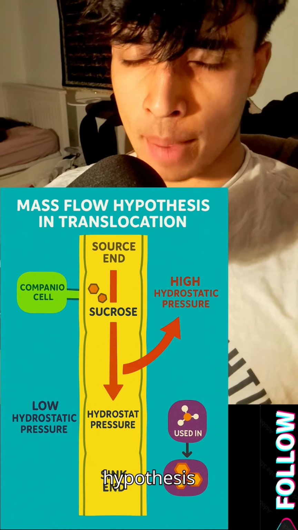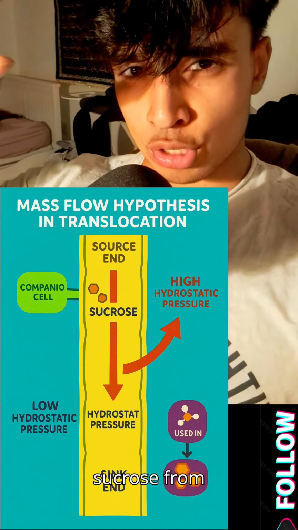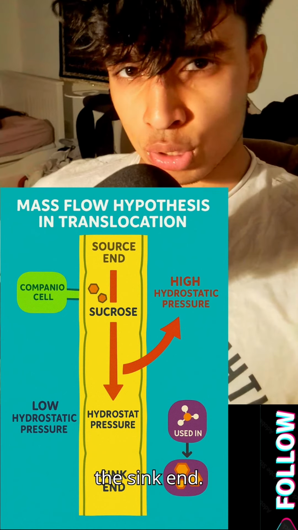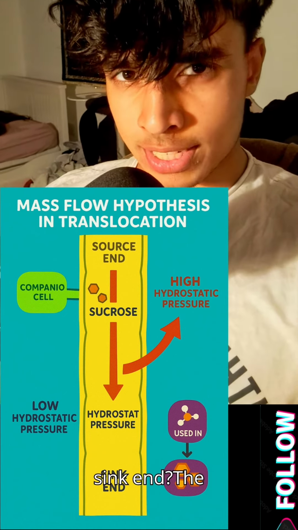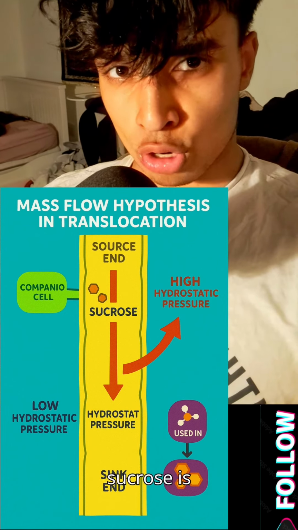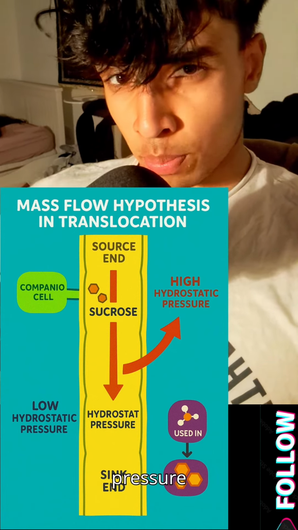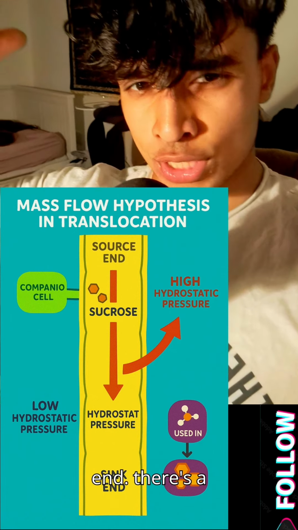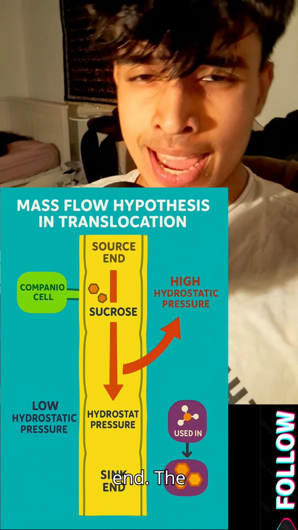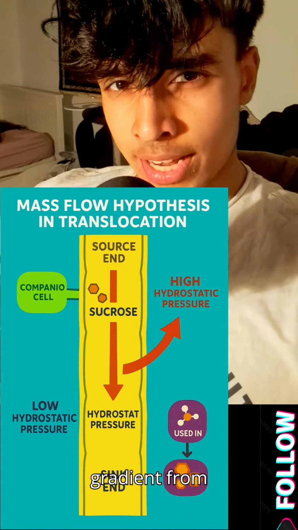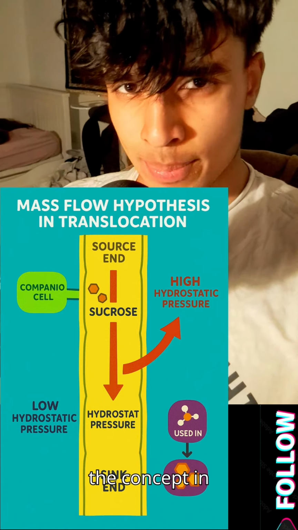The mass flow hypothesis states that there is a movement of sucrose from the source end of a plant to the sink end. What's the source end? What's the sink end? The source end is where the sucrose is being made, and the sink end is where the sucrose is being used up. So there's a pressure gradient: there's a high pressure at the source end, and a low pressure at the sink end. The sucrose goes down this pressure gradient from source to sink. That's the concept in a nutshell.